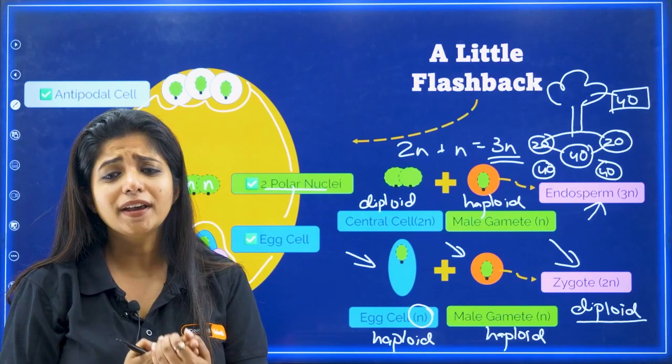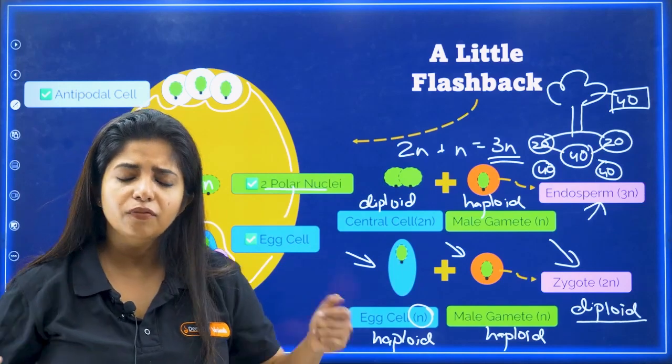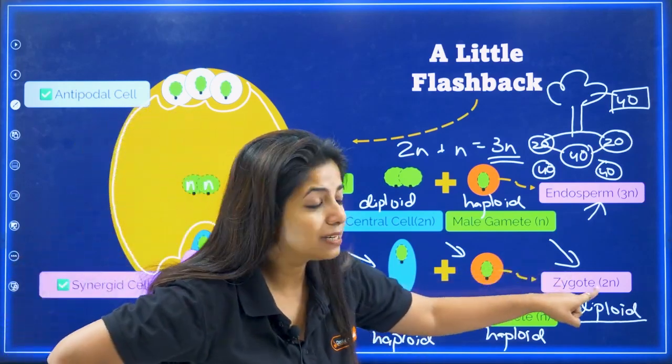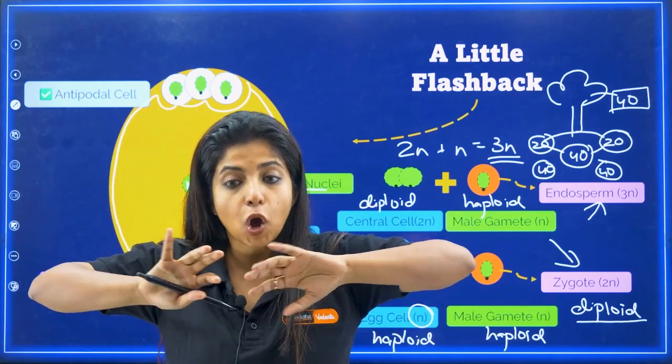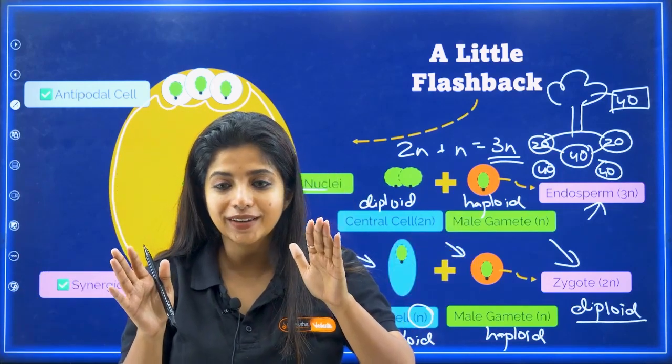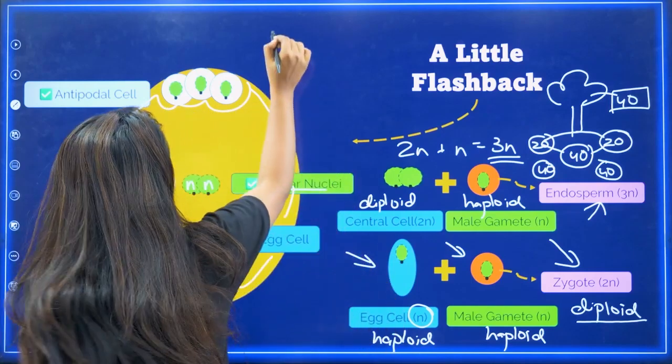Okay, ma'am, why is this happening? What is the need for all this? Basically, this little zygote that you see, which is single celled, it has to undergo cell division, normal cell division, mitosis you say.